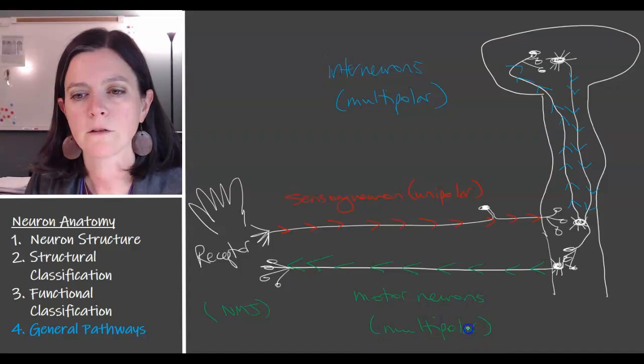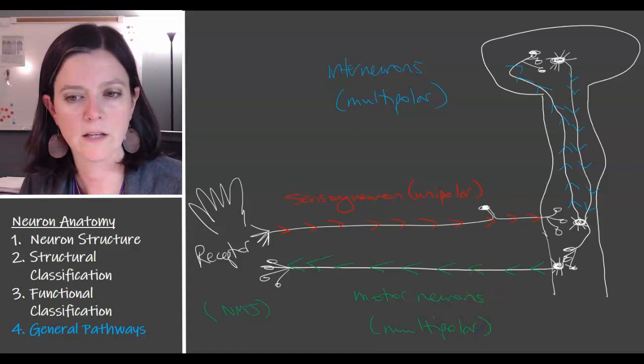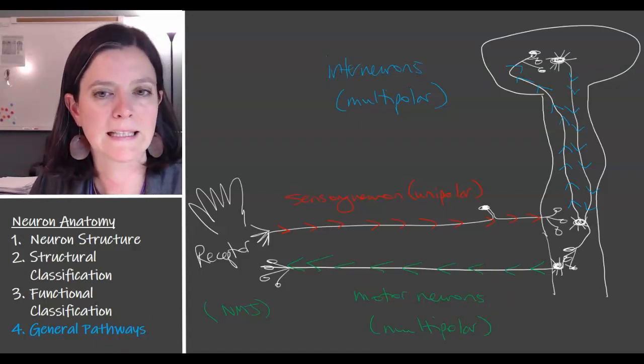So that's just a review of what the different structural and functional classifications of neurons are and what it would look like if you put those all together in one big pathway.